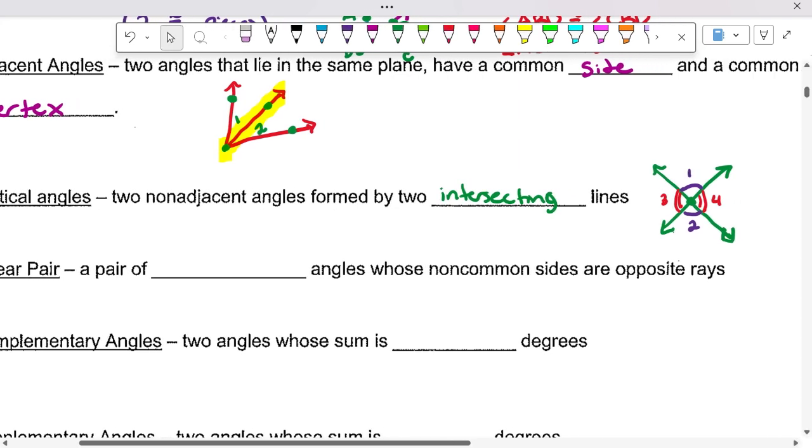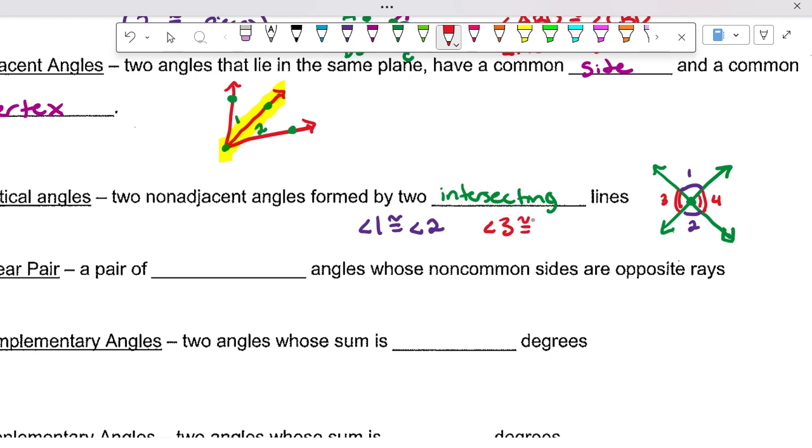Now, does anyone remember what's true about vertical angles? Specifically, their angle measure. Vertical angles are always what? They're congruent. Good. So, in other words, angle 1 is congruent to angle 2, and angle 3 is congruent to angle 4. Now, if you notice, I marked 1 and 2 with 1 tick mark and 3 and 4 with 2. That was on purpose.